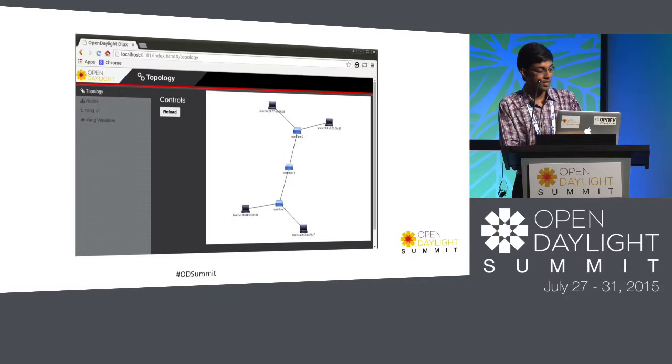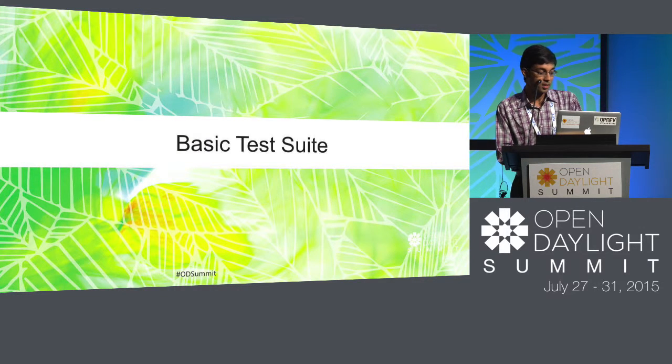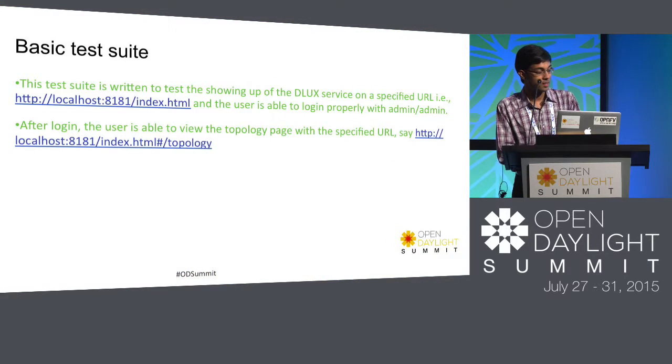So this is the UI actually, right? After login, we would like to discuss with the community which features you would like to test first, right? So the topology part, nodes part, Yang UI, and in the Lithium version, we also got the YangVisualizer part. The basic test suite we have now just shows whether the Deluxe service is up or not, and whether the user is able to log in properly or not.